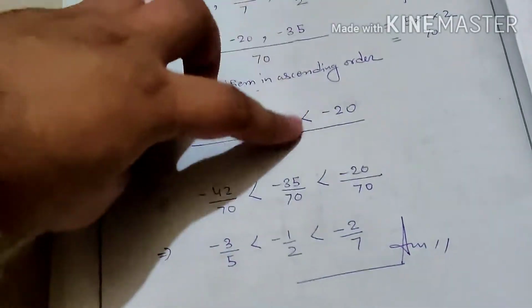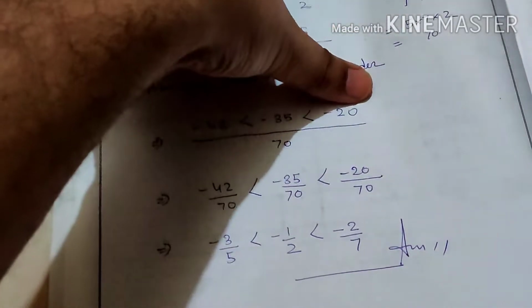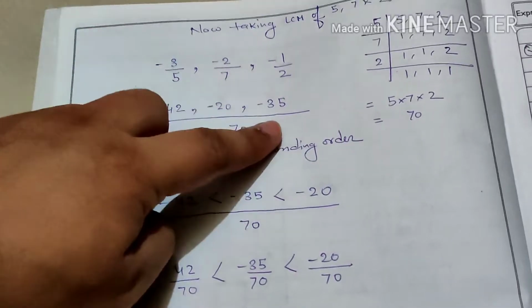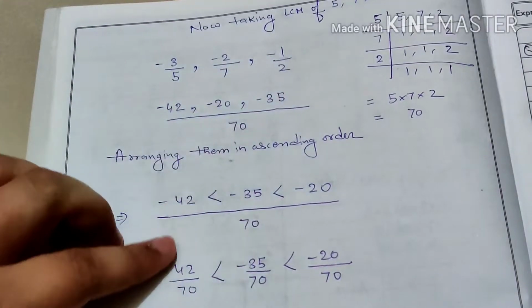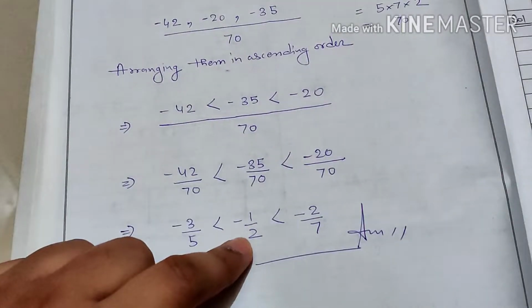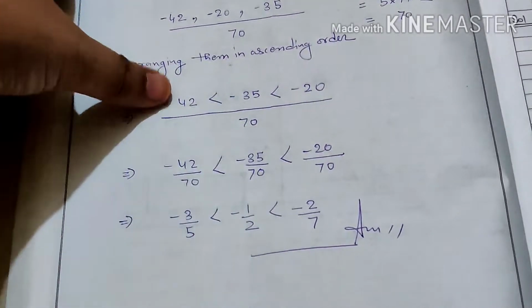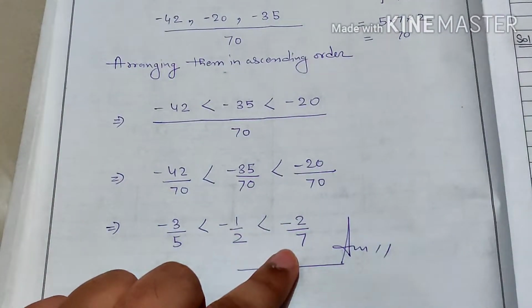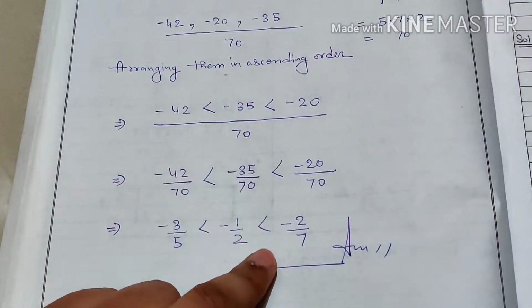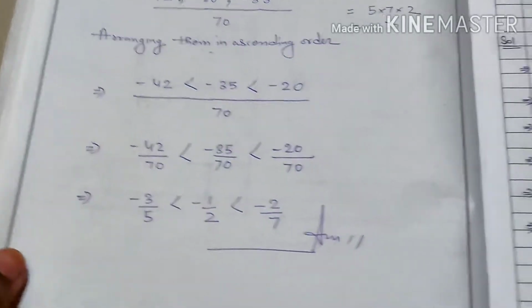So where does -35 come from? 35 is the original form of -1 by 2. So write -1 by 2 over there. And the rest we have is -2 upon 7. Okay, so we have arranged the given fractions in ascending or descending order, whatever it is.